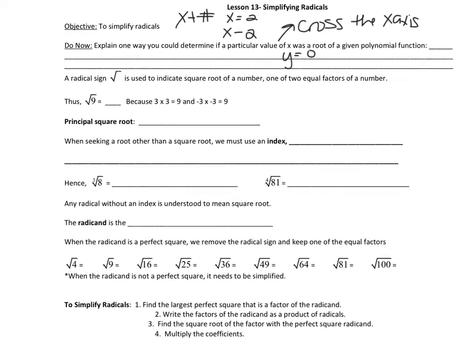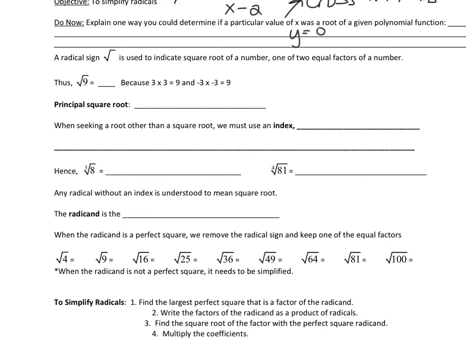A radical sign is used to indicate the square root of a number, or one of two equal factors of a number. Okay, so square root of 9 is 3, because 3 times 3 and negative 3 times negative 3 is 9. So technically it's plus or minus because of this fact.